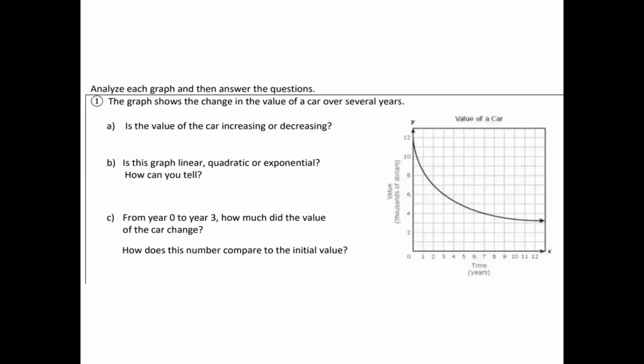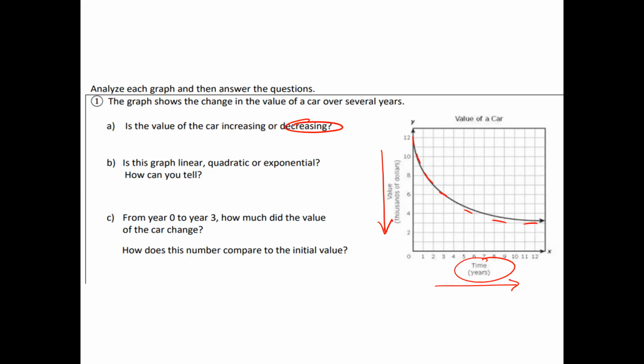Okay, so for the first one, it says the graph shows the change of the value of the car over several years. Obviously, time is going this way. So as time progresses and gets further along, the value of your car kind of goes down, obviously. So A says, is the value of the car increasing or decreasing? Well, just looking at this, it obviously looks like it's going down, so it will be decreasing.